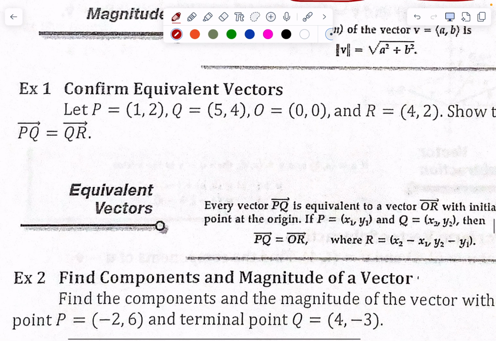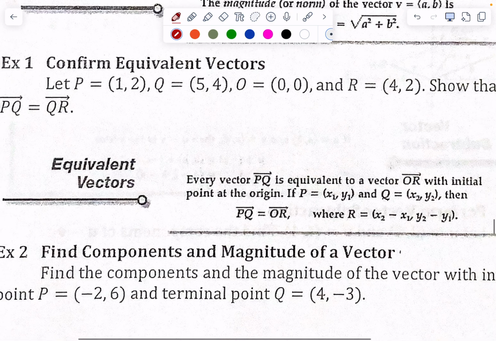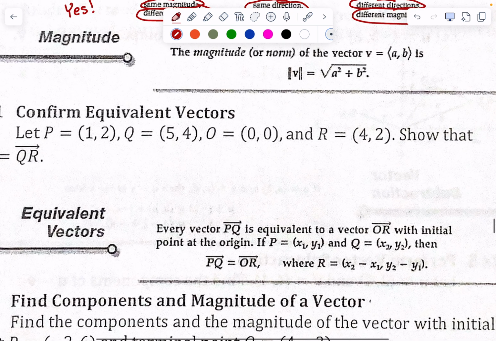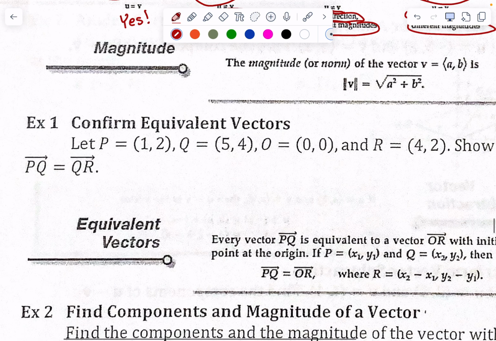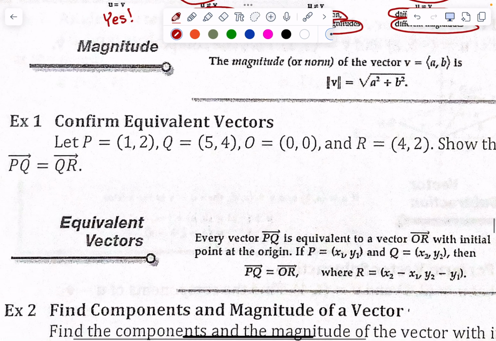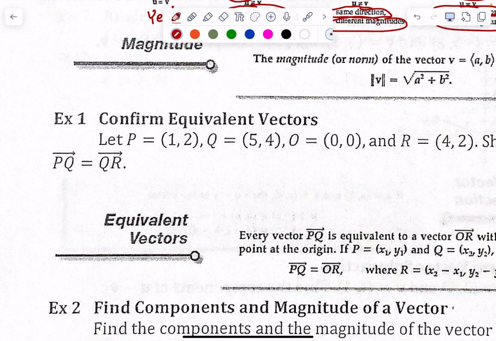All right, here we go. Example 1. They want us to confirm equivalent vectors. Show that those two vectors are the same. All right, so let's talk magnitude for just a second, okay? So if we're doing PQ, we're trying to find the magnitude. Let's just do magnitude of PQ. Put that down. And then we're going to do magnitude of OR, that should be OR, not QR. There's a typo right there. OR. Magnitude of OR. So we're going to find the magnitude of each one of these.